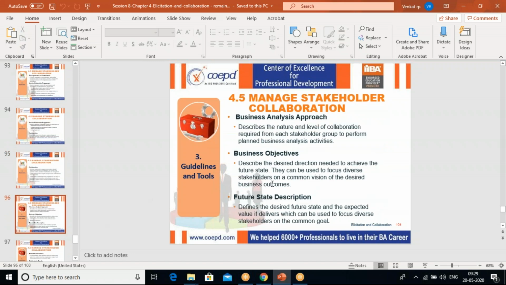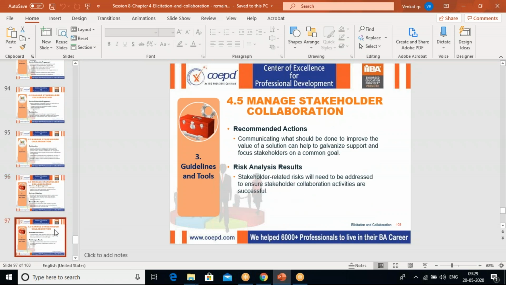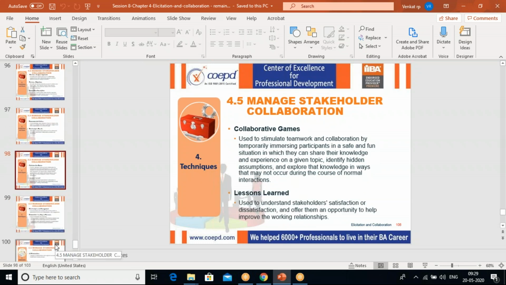Got it. So here we need to understand that for the elements of manage stakeholder collaboration, we have two elements. One is gain agreement on commitments, and the other one is we have to monitor the stakeholder engagement. Okay, and the guidelines and tools, I think we can easily understand about it. And then we go with the techniques. So the inputs are business analysis approach, business objectives, future state descriptions, recommended actions, and risk analysis results.